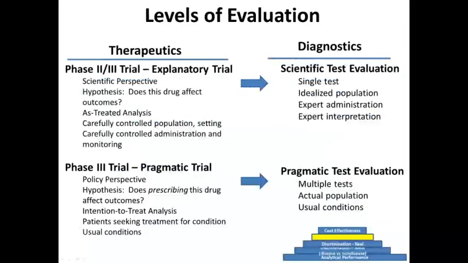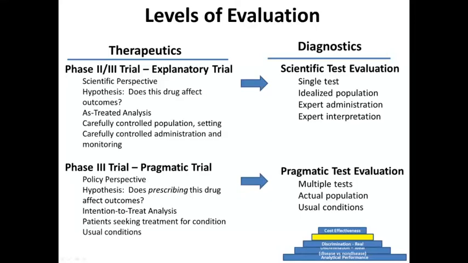So there are different ways you can evaluate tests too, and I think we can think of this as analogous to therapeutic trials, which are divided into explanatory trials. These take a scientific perspective, and they ask, does this drug affect some physiological variable? So we have a carefully controlled population, and the drugs are carefully administered. We monitor a bunch of physiological variables, and we see whether the drug affected blood pressure or something like that. In that kind of trial, we would only count people that actually took the drug, because we're only interested in comparing the effects of people that had the drug versus people that didn't have the drug.